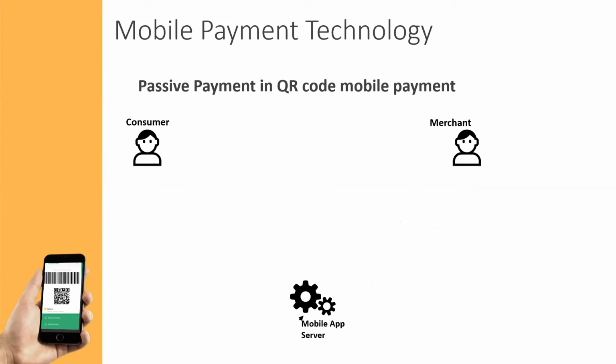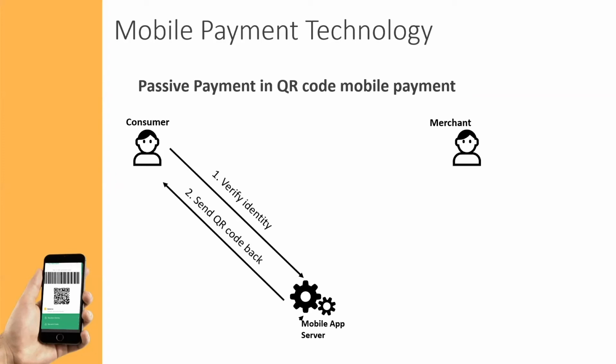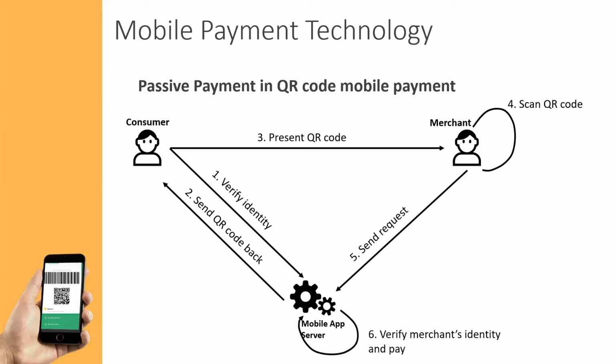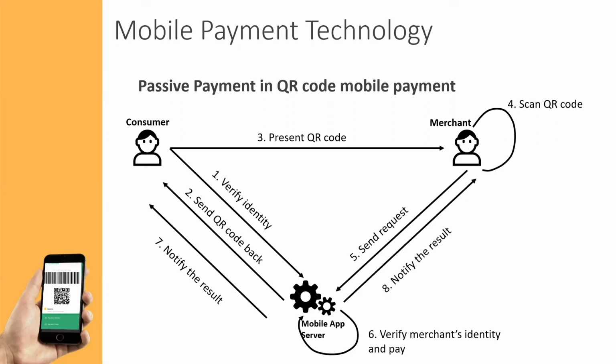There is another approach called passive payment. Again, you are a consumer and want to buy something, and firstly, you verify your identity to the mobile app server. The mobile app server will send the QR code back to you, and you can show the QR code to the merchant. The merchant will scan the QR code and send the request to the mobile app server. The app server will verify the merchant's identity and pay. When the payment is over, it will notify the result to the consumer. Finally, it notifies the merchant that the payment is successful.